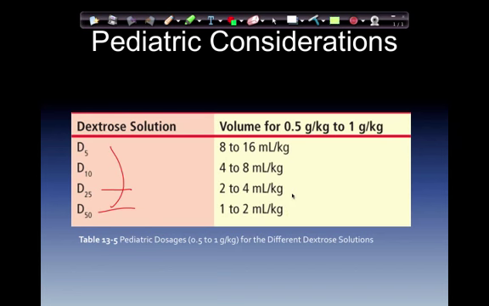2 to 4 milliliters per kilogram. Of D50, 1 to 2 milliliters per kilogram. D10, 4 to 8, and then D5, 8 to 16 milliliters per kilogram. So in all actuality, if we had a bag of D5W, we could administer 8 to 16 milliliters per kilogram via IV bolus and get the same results. Dextrose is dextrose to the diabetic.